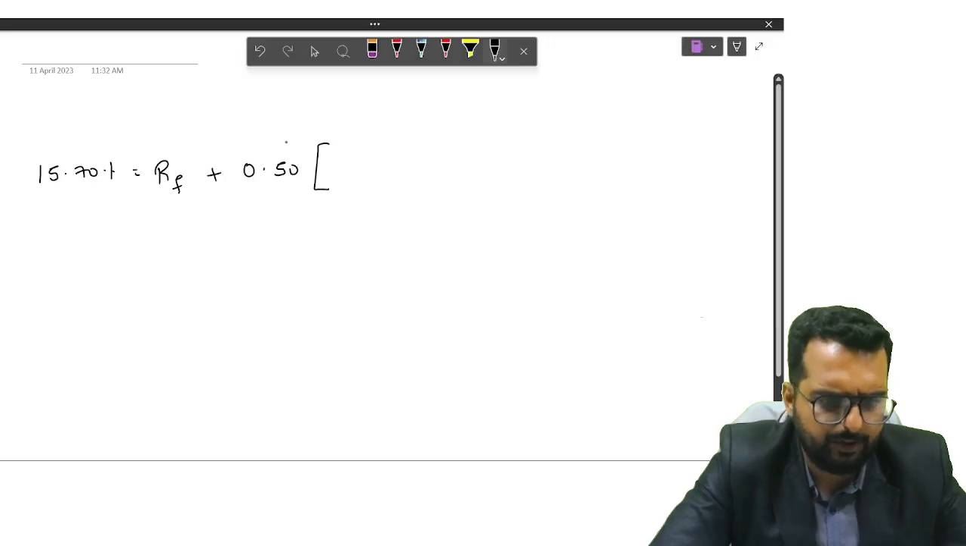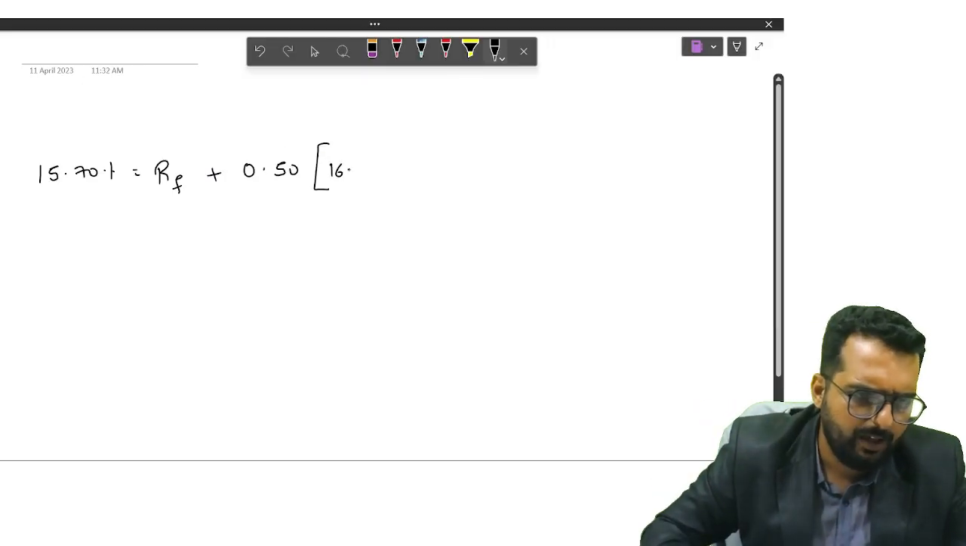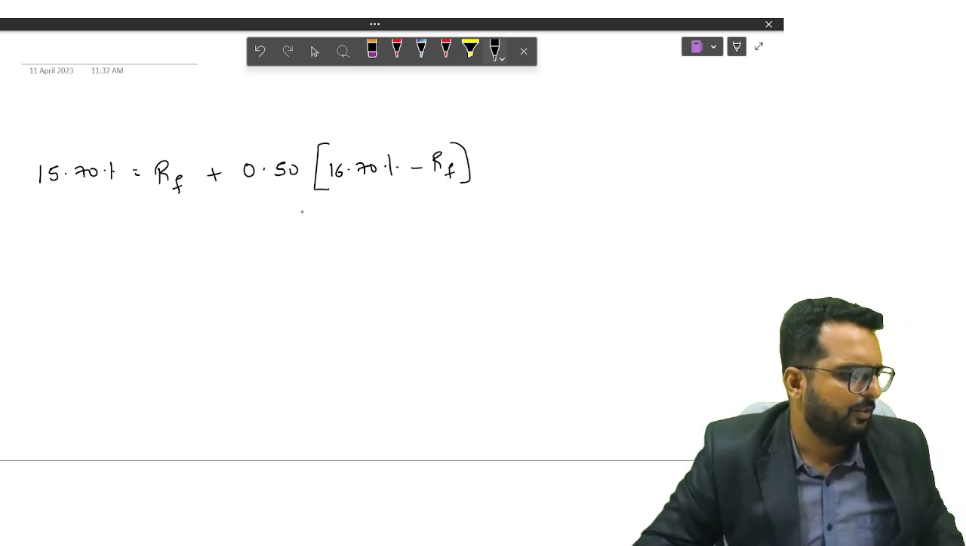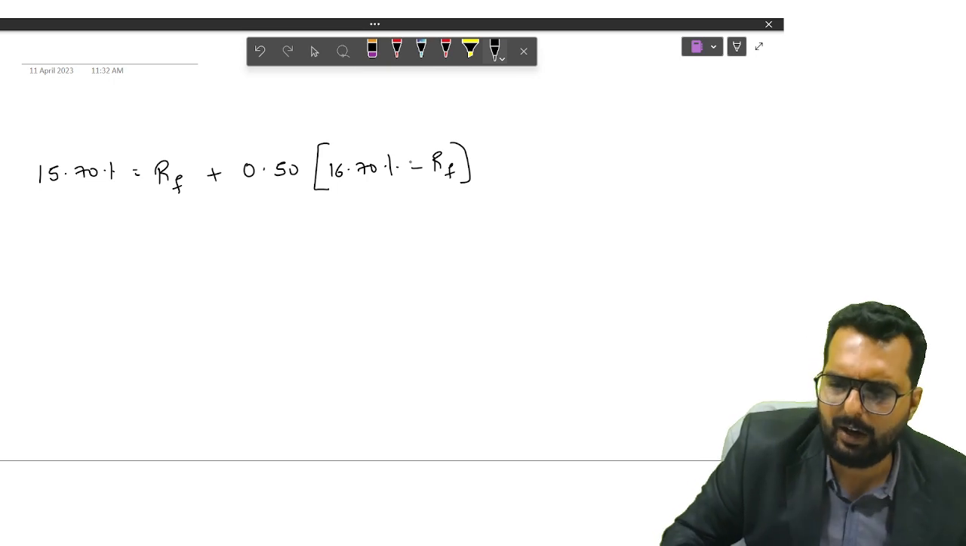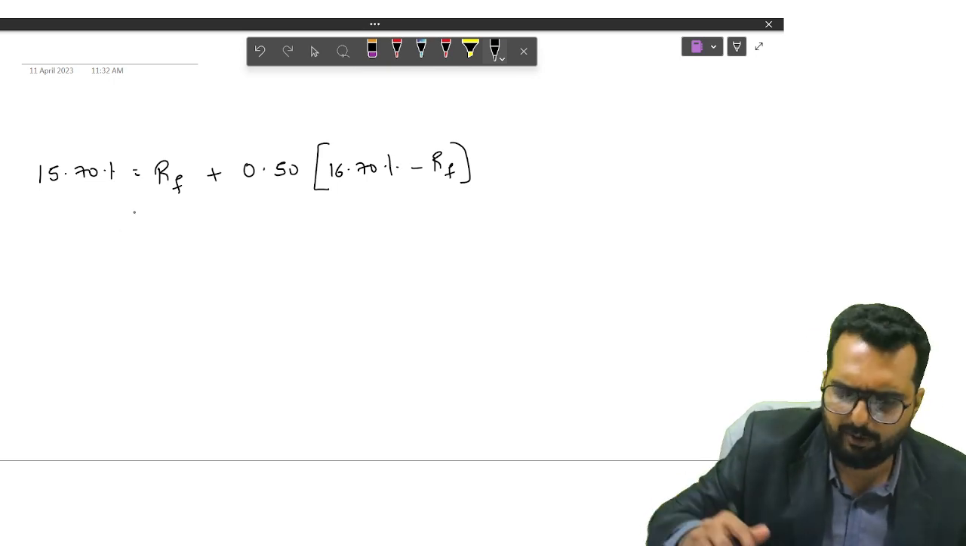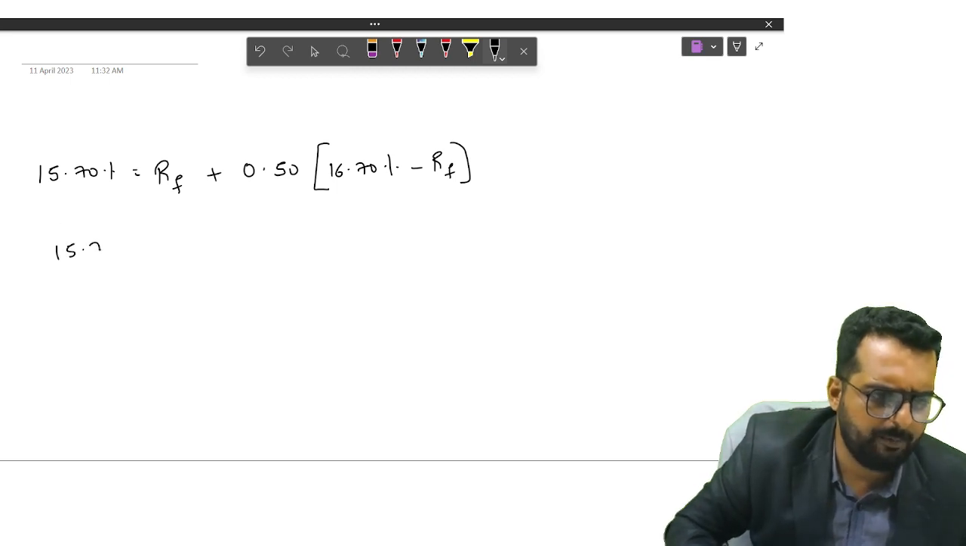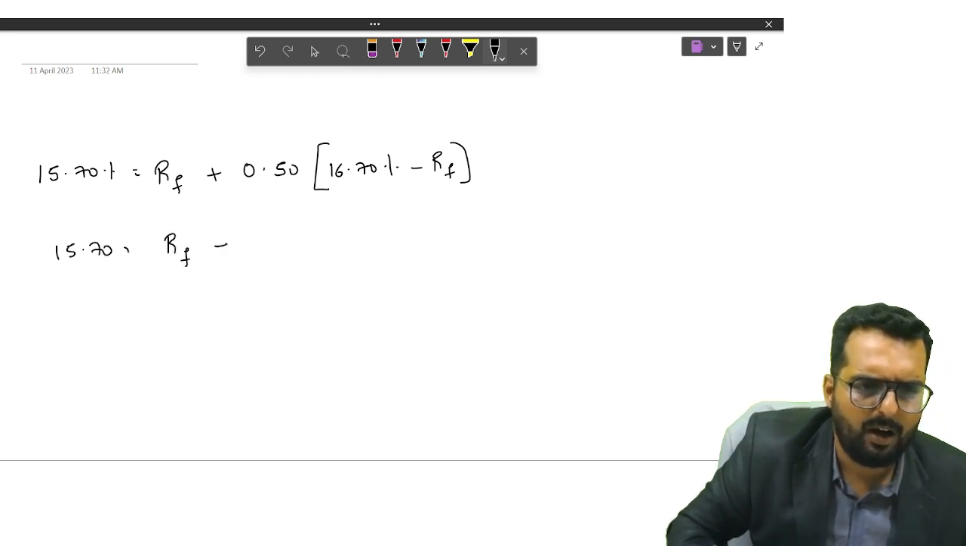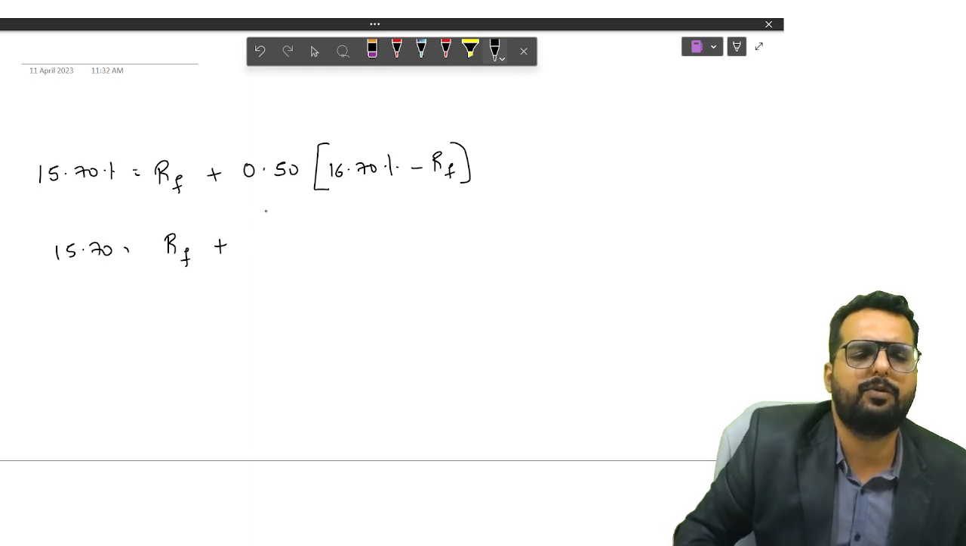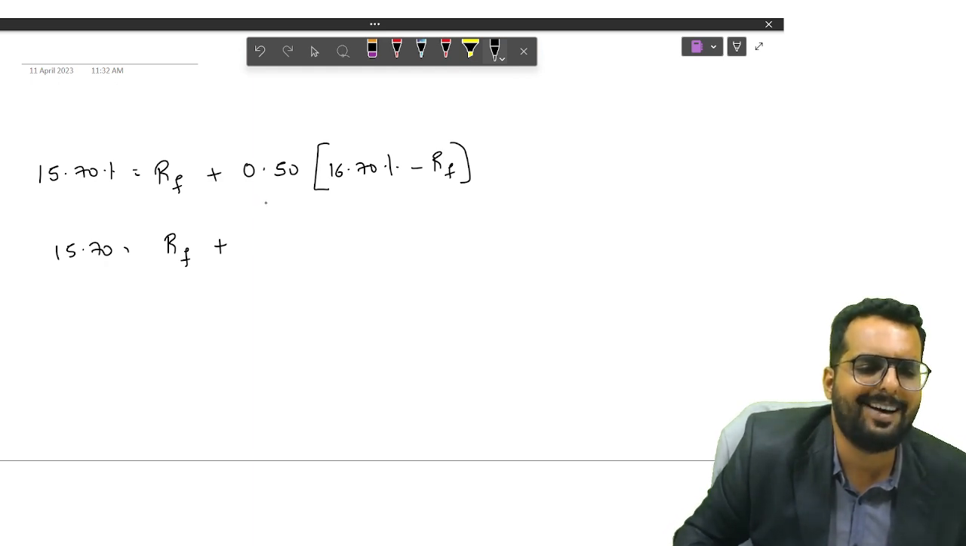That's already given in the question. Sorry, I got a bit lost over here. Into RM minus RF. Am I right? So now from this we have to work out the entire thing. Sorry for the interruption, I suddenly got lost where the number came from. So it will be 15.70 is equal to RF plus 0.5 into RM minus RF.